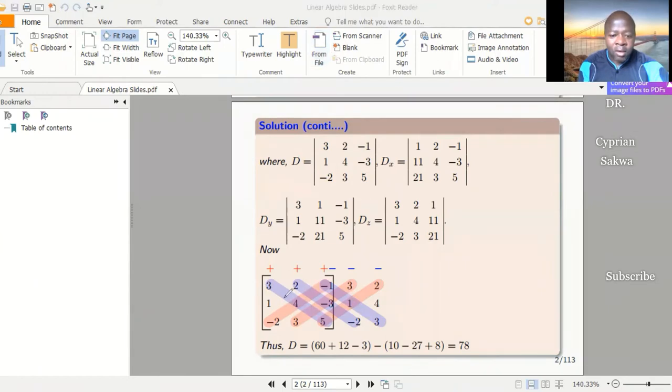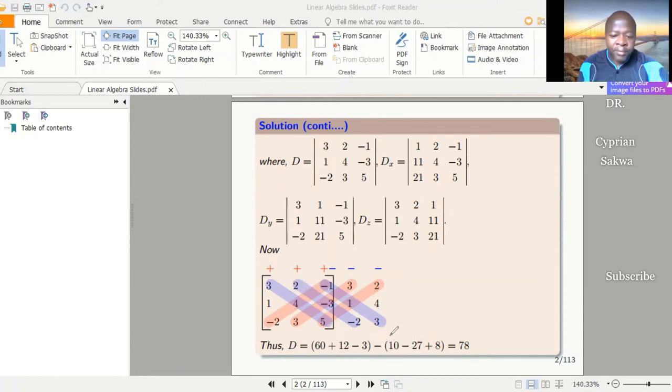So you realize that there are three diagonals in blue, running from upper left to bottom right. We multiply along these diagonals and add the results. So you can see I multiply 3 times 4 times 5 to give me 60. 2 times negative 3, that is negative 9. Now negative 6 times negative 2 gives me positive 12. And then this other one, negative 1 times 1 times 3 gives me negative 3. So I've multiplied along these three diagonals and added the results.